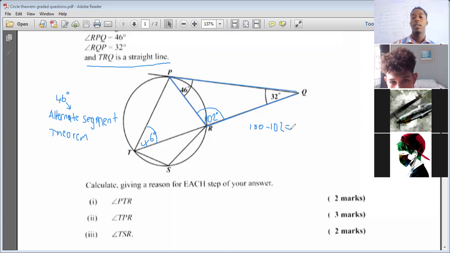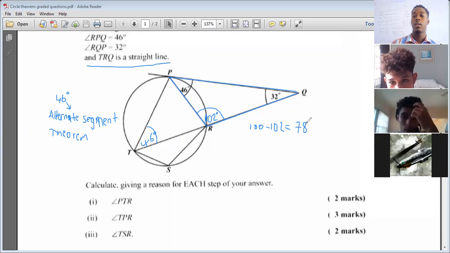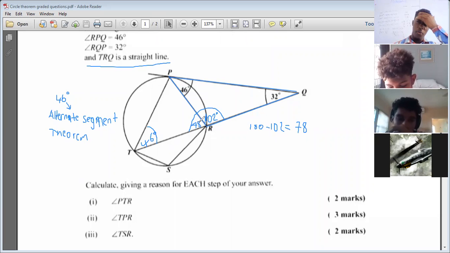Good. Why did you erase it? 78. Nice. So we know that this section is 78, correct? Yes, sir. Now, the question: do we find our answer yet? Well, no, but now that we have what we have, we can find angle P. How do we find the angle P? You would add the 46 and the 78, and because all the angles must add up to 180, you minus that from 180. Do that for me, please.